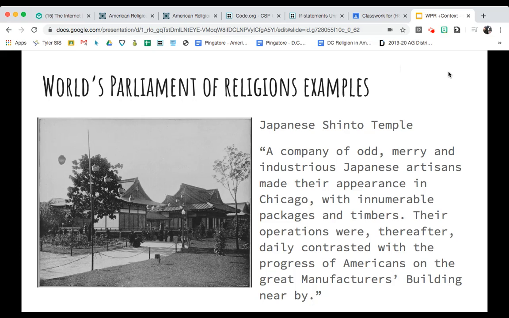Another example of a description that accompanied the map pamphlet at the World's Parliament of Religions, but this one for the Japanese Shinto temple. So that excerpt read, a company of odd, merry, and industrious Japanese artisans made their appearance in Chicago with innumerable packages and timbers. Their operations were, thereafter, daily contrasted with the progress of Americans on the great manufacturers' building nearby. It would be a good time for you to pause and think about what in this passage communicates the tensions that a lot of Asian representatives felt between American Protestant superiority and fascination with quote unquote Eastern culture.